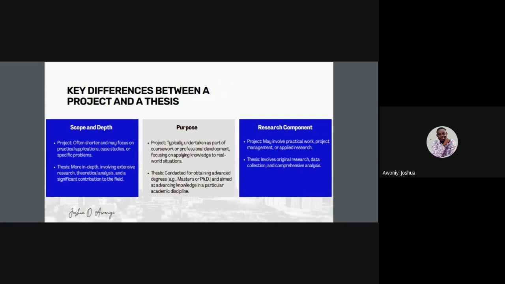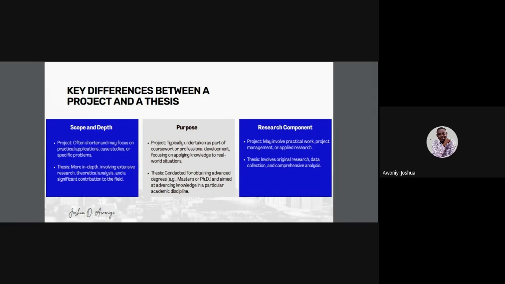So the next thing I want to talk about is the key differences between a project and a thesis. Right here, I've just talked about them briefly because this is not the main discussion. I just want to expose us to the difference between the project and the thesis. The first difference is the scope and depth. You will see we have mentioned that a project is often shorter and may focus on practical applications, case studies, or specific problems.